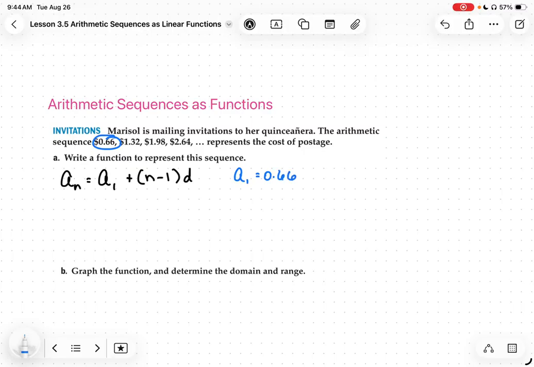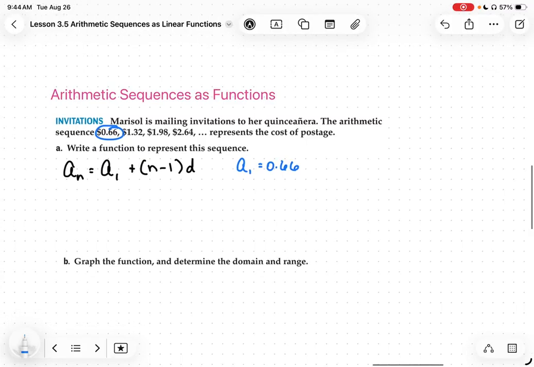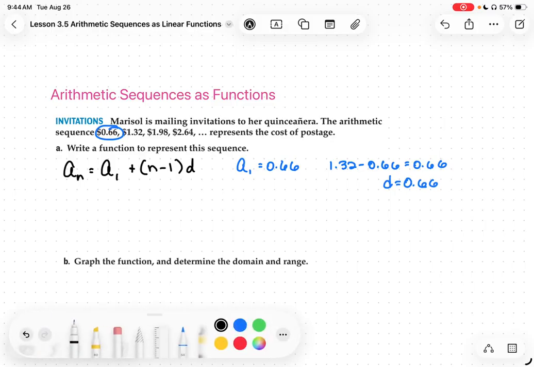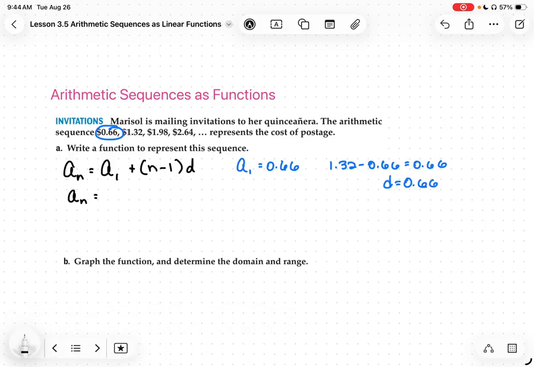The common difference can be found by subtracting, let's just do the first two. 1.32 minus 0.66 is 0.66. So the common difference is also 0.66. Makes a lot of sense when you think about it, that our postage is going to be the same every time we buy a stamp.